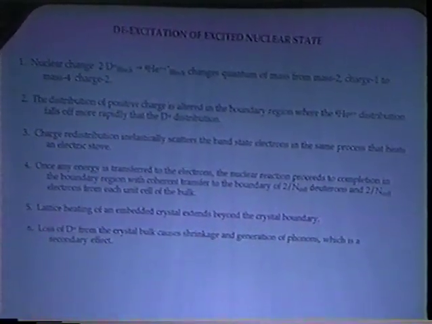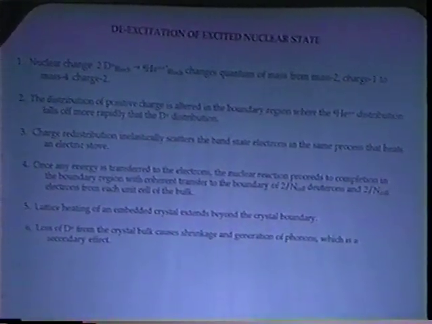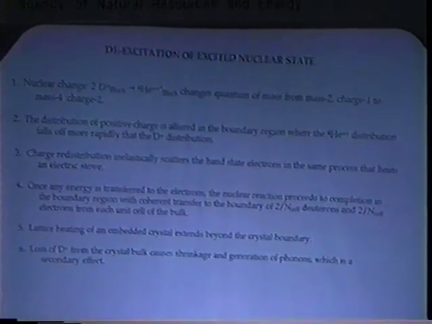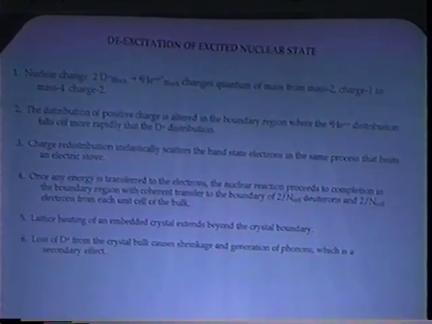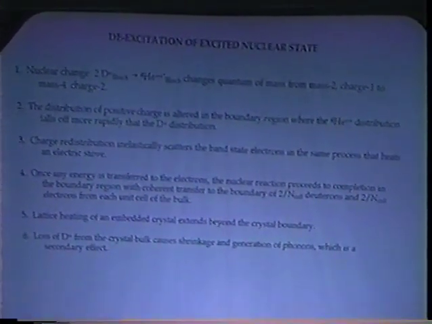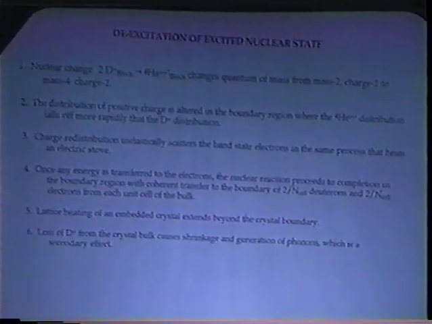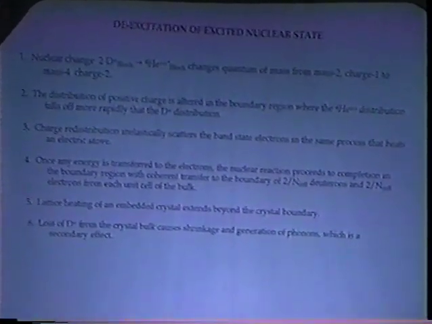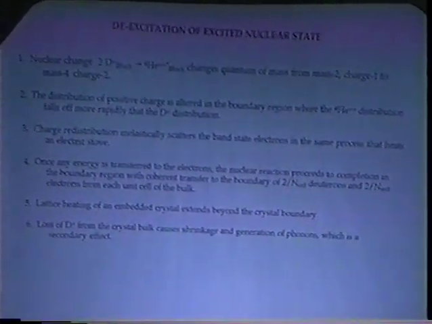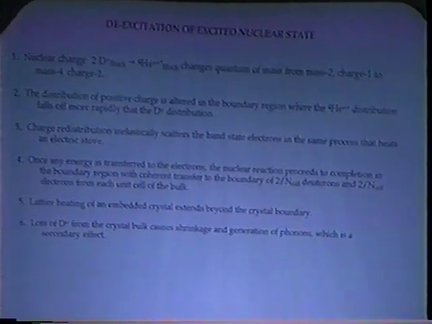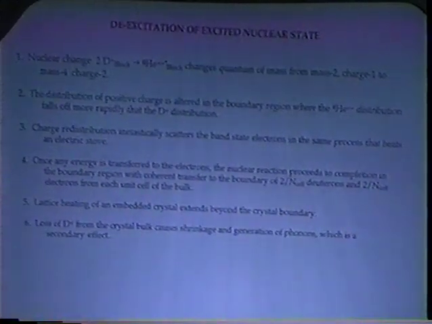And once energy is transferred to these band state electrons, then just from conservation of energy, you can never go back to the spread out deuteron state. And so the reaction goes to completion, presumably in the boundary region, mainly by this electron scattering process. But there is also some photon generation, given that the product lattice itself is slightly shrunk compared to what it was before the reaction. So that's basically all I wanted to say.